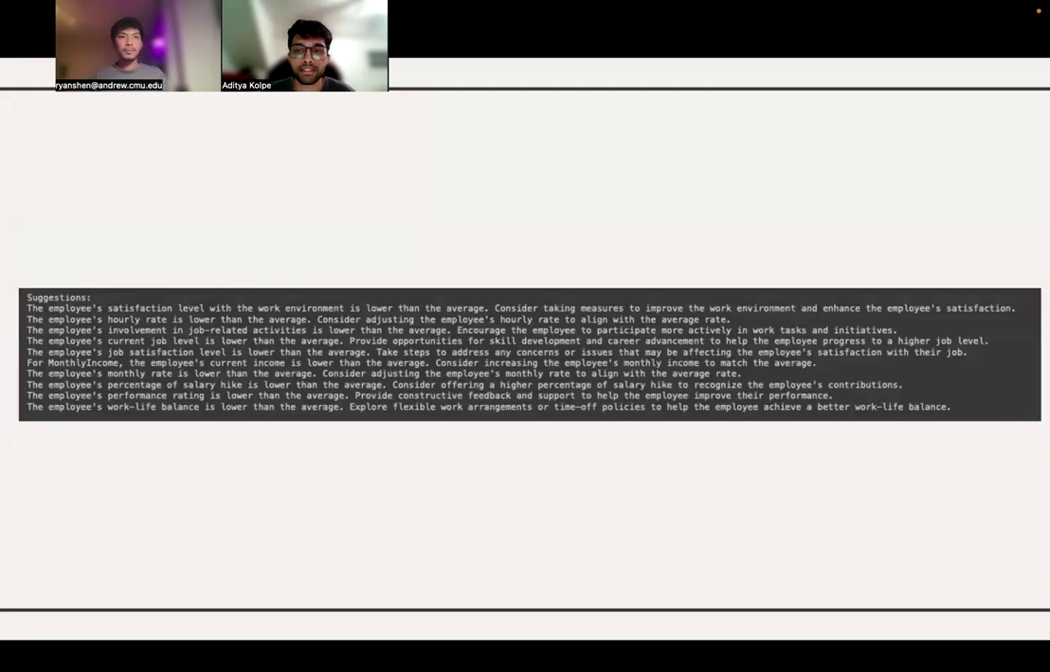So this is an example of a suggestion where it says that the employee satisfaction level is lower than average, the hourly rate is lower, the involvement is lower than average, and thus the suggestion would be to encourage the employee to participate more actively in work, tasks, and initiatives, and so on.